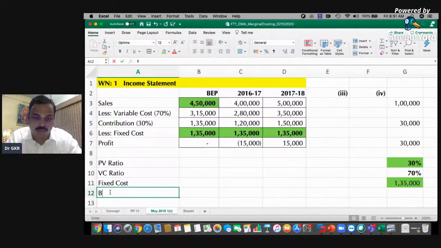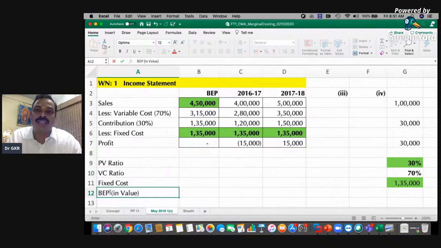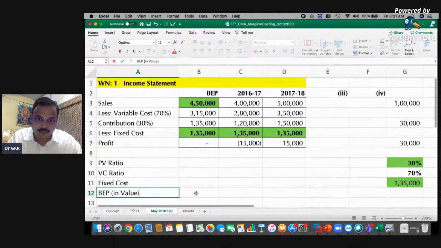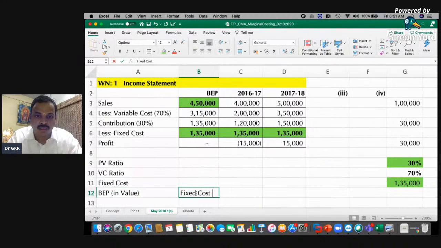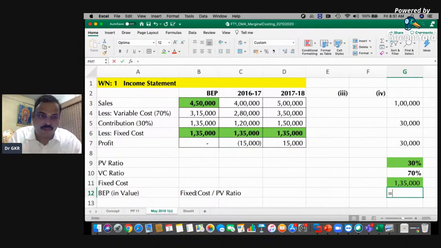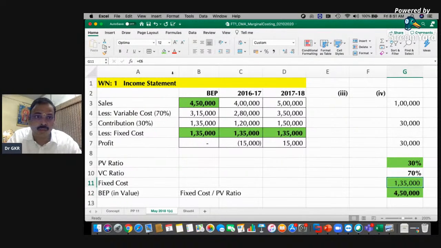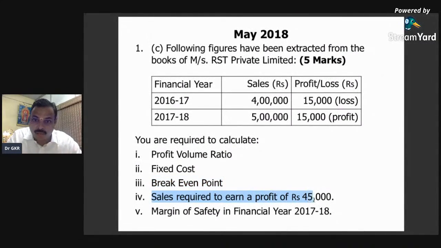So technically, what is your break-even point? Even this is in value. Again, you have to make this very clear, because the term break-even point means in units, and break-even sales means in value. But here, you can't find out in units. You have to mention it very clearly. So it is actually fixed cost divided by PV ratio. Formula is automatic. So normally, this divided by your PV ratio is your 4.5 lakhs. 4.5 lakhs is your break-even point in value actually.